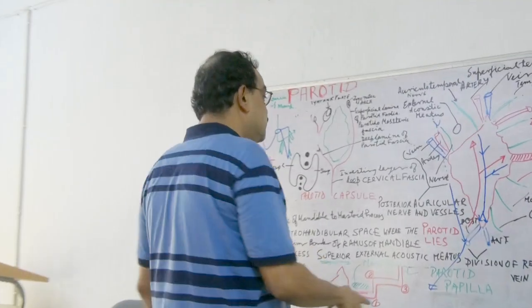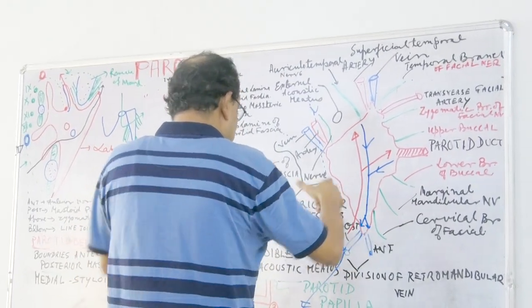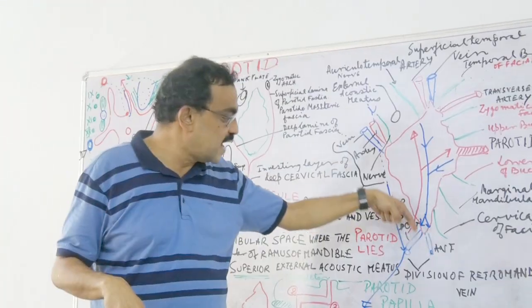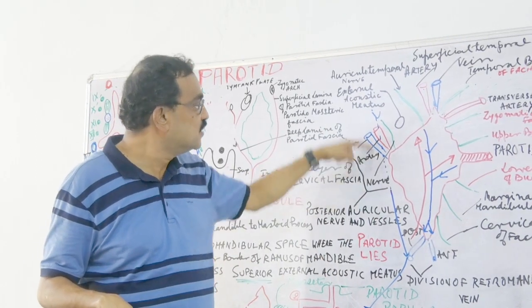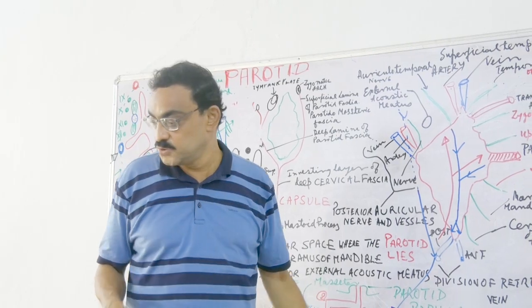And along with this, we can find the retromandibular vein and its division. One is anterior, one is posterior. The posterior one joins with the posterior auricular vein to form the external jugular vein.